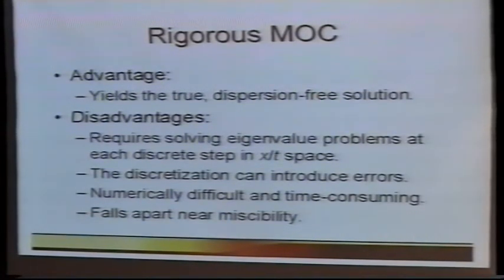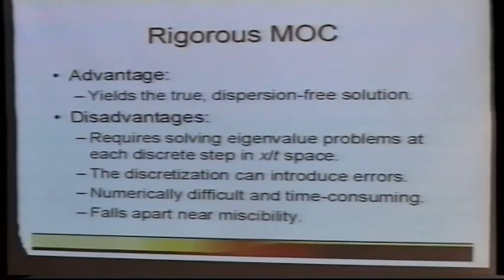It also falls apart near miscibility, because when one of the tie lines along this composition path goes to zero length, these eigenvalue problems become ill-posed, singular, more or less. And so the numerical uncertainties go way, way up the closer you get to miscibility. So it's rarely been done anywhere near miscibility.